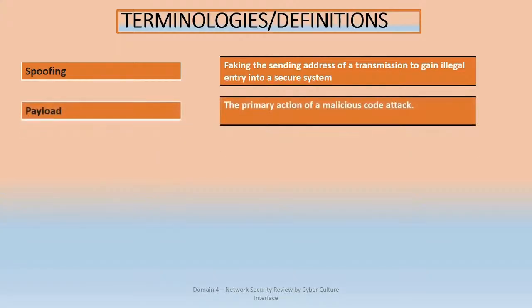A payload is the primary action of a malicious code attack. So a payload can be configured to do different things. So the primary action of the malicious code is what we call a payload.